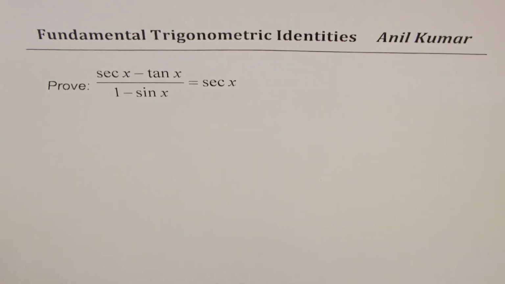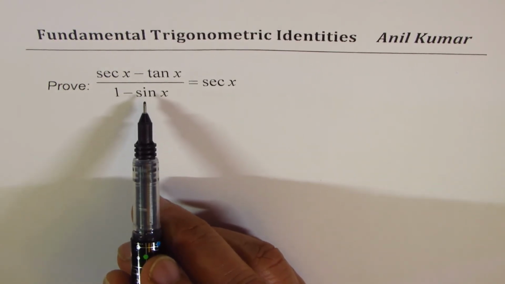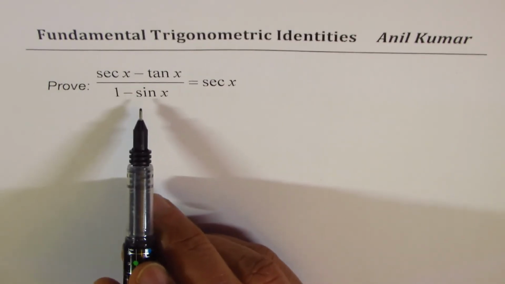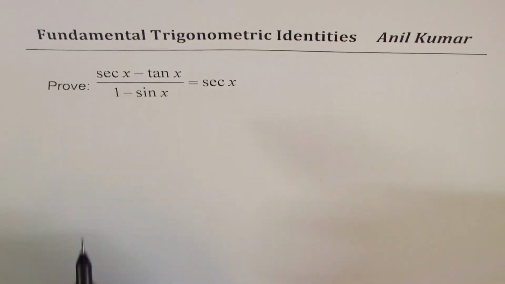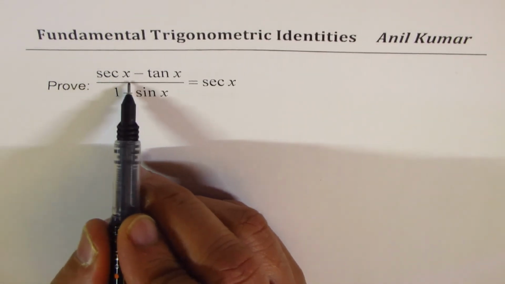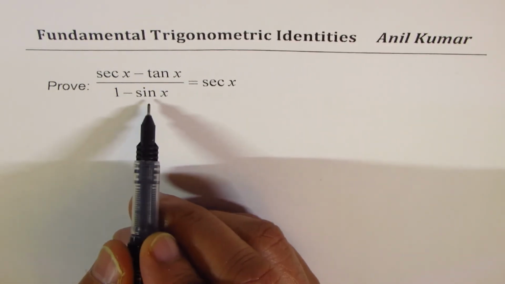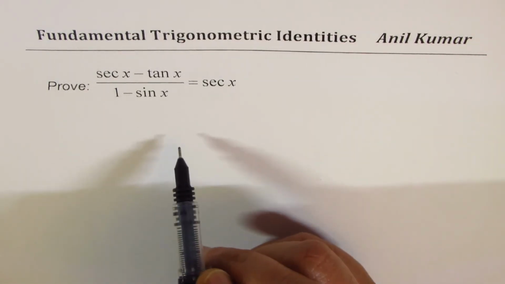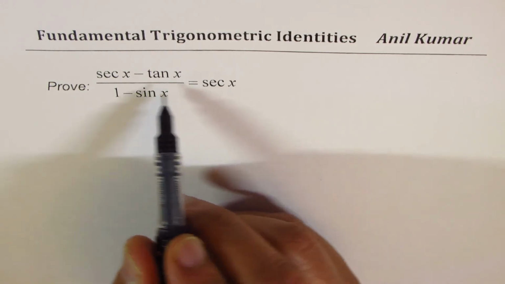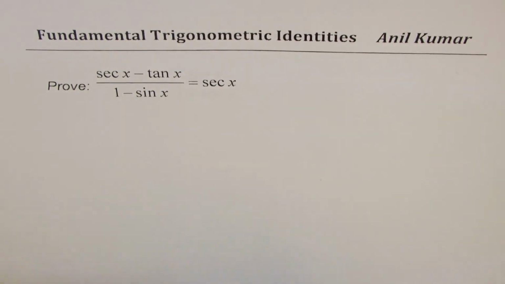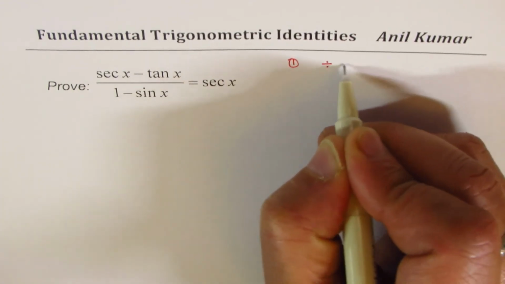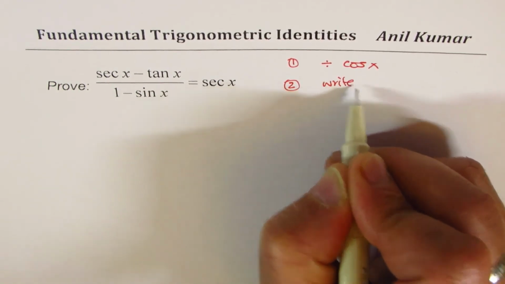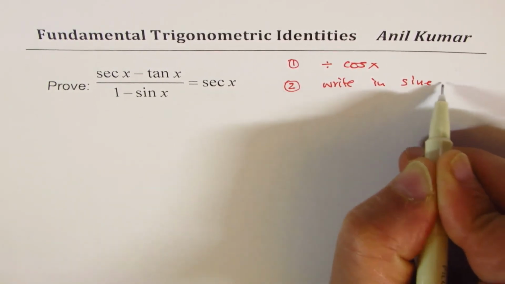Here's another example where you can again use the same strategy which we used in the previous example. I would like you to pause the video, answer this question, and then look into my suggestions. So the question here is, we need to prove secant x minus tan x divided by 1 minus sin x as secant x. Secant x, as you know, is 1 over cos x, correct? So that is the one. Or you could write them as sine and cosine. So strategy 1 could be, we could divide by cos x. Second strategy could be to write in sine and cosine.